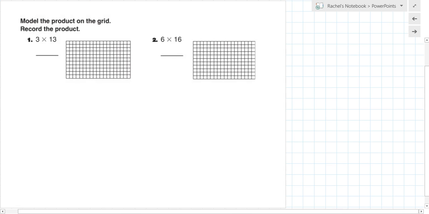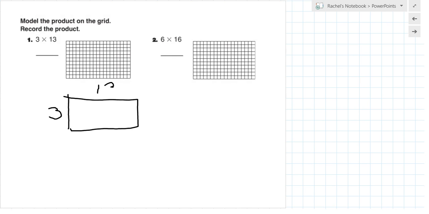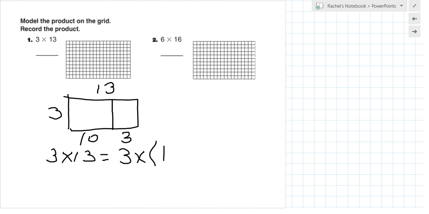Students worked on these two problems by themselves to try and break apart the model as we've done as a whole group. And so for this one, I'm not going to use the grid, but they start with 3 rows and 13, but we're going to break that 13 into tens and ones. It's 3 ones and 1 ten. To use the distributive property, instead of doing 3 times 13, we're now doing 3 times 10 plus 3.